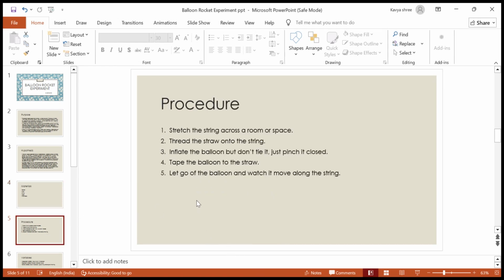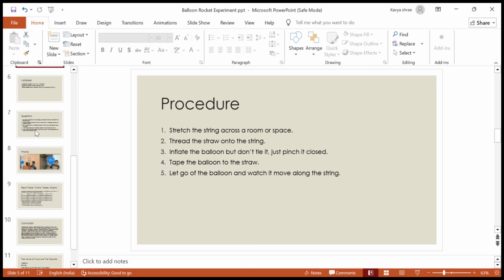The procedure is: first, stretch the string across a room or space, like from point A to point B. Then, thread the straw onto the string, which means insert the straw onto the string. Step 3. Inflate the balloon, but don't tie it, just pinch it closed. Step 4. Tape the balloon to the straw. Step 5. Let go of the balloon and watch it move along the string.